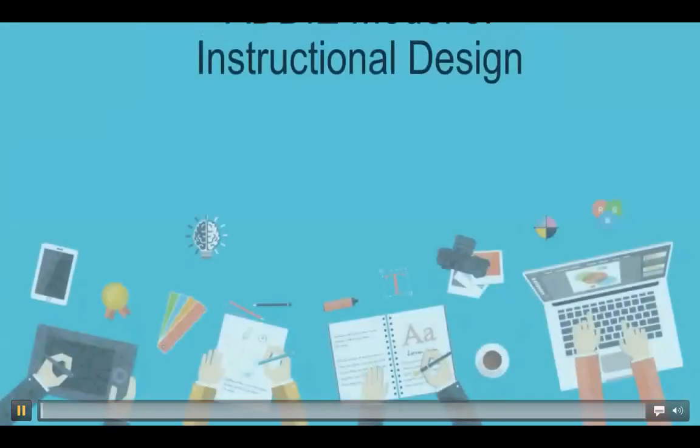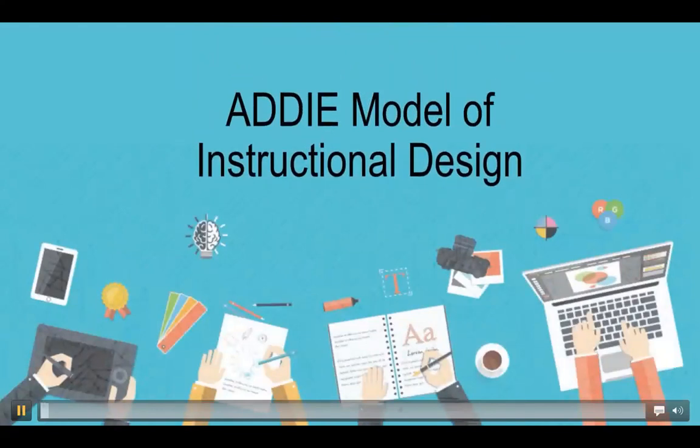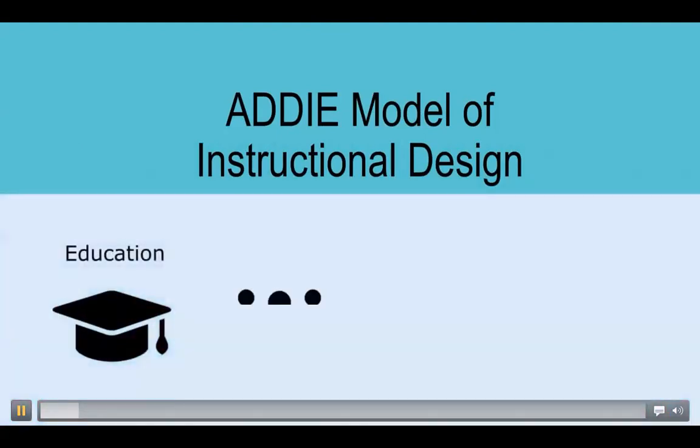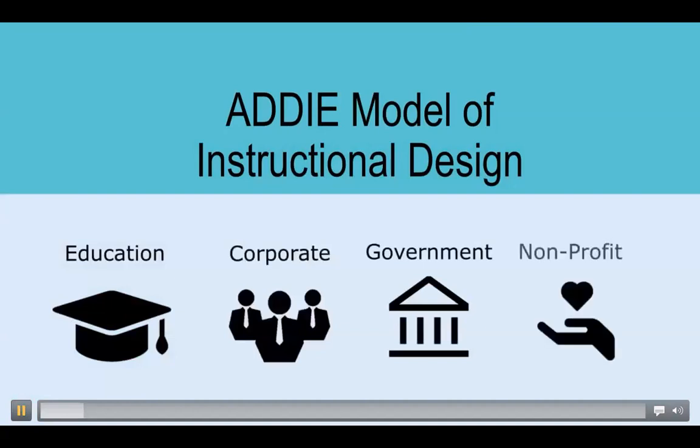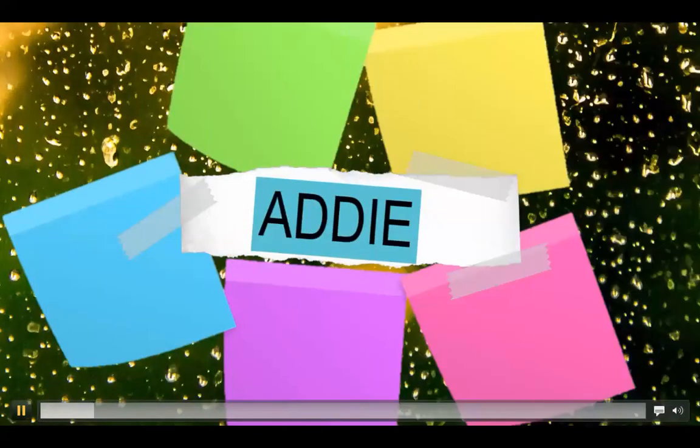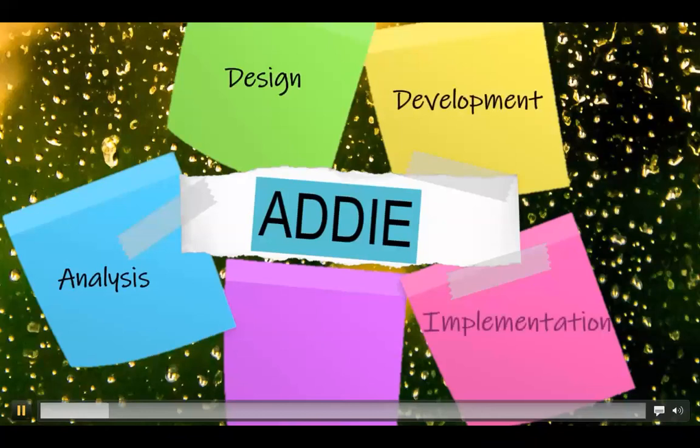In this video, I'll provide a general overview of the ADDIE model of instructional design. ADDIE is one of the most popular models for creating training curriculum. The ADDIE model provides learning designers with an essential structure for designing curricula in any learning environment, such as in education, corporate settings, government, nonprofit, or any other organization where learning takes place. ADDIE is composed of 5 essential stages: analysis, design, development, implementation, and evaluation.